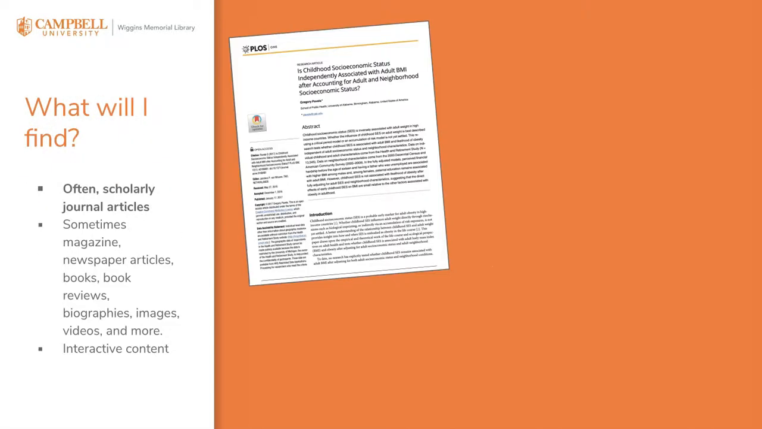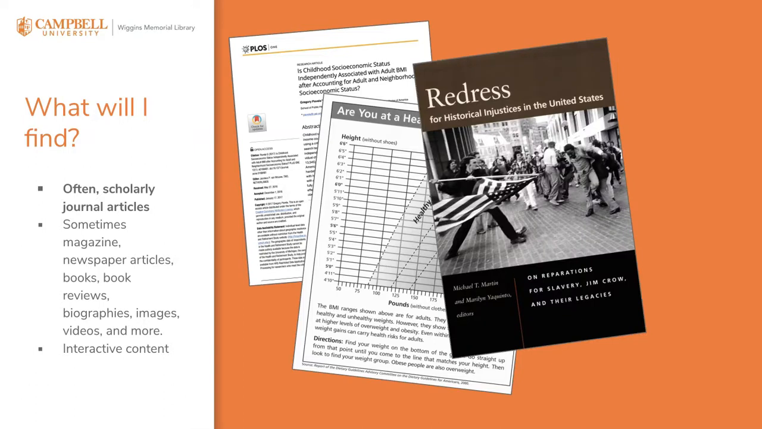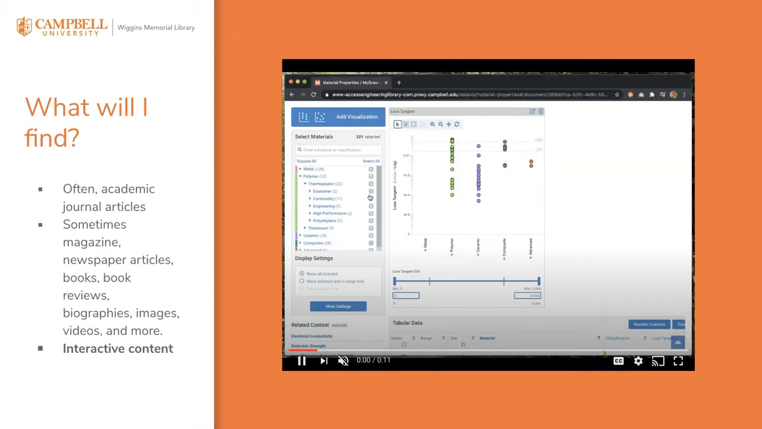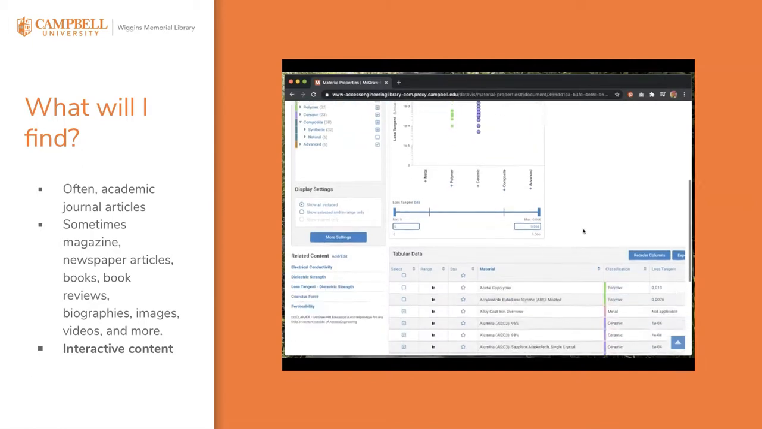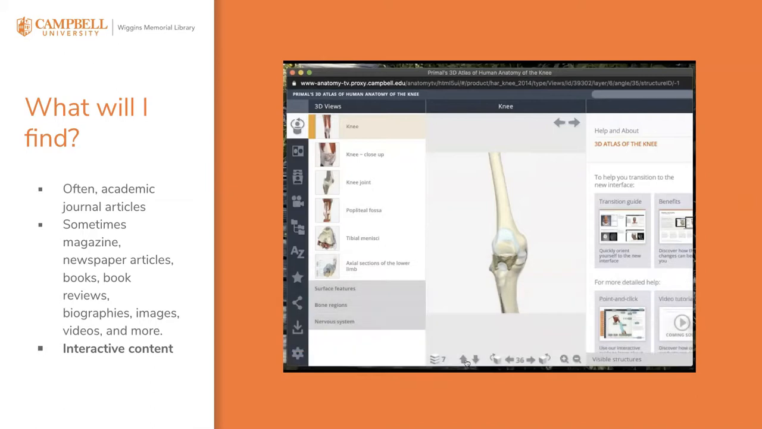What will you find in a library database? Many databases include scholarly journal articles, but they can also include magazine and newspaper articles, books, book chapters, book reviews, images, and videos. Some databases even include interactive tools. Take Access Engineering, which has interactive data visualization tools, or Anatomy TV, which allows you to manipulate 3D anatomical structures with the click of a mouse.